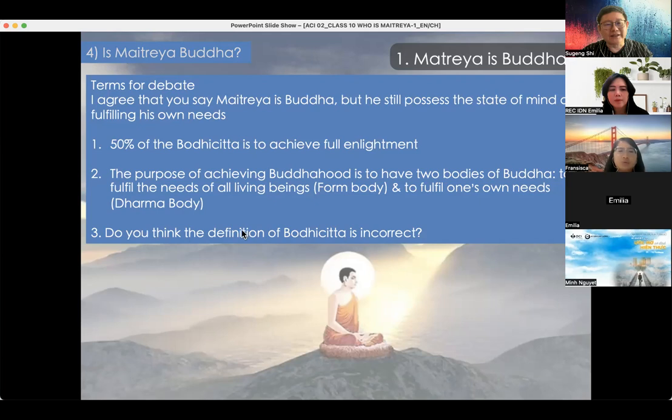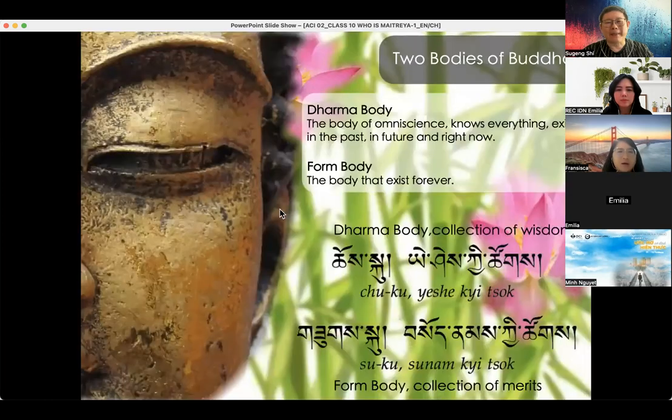So Gyaltsabje is challenging the Sakya masters. Do you think the definition of bodhicitta is incorrect? Because based on the definition of bodhicitta, there are two parts: achieve full enlightenment for self and help all beings for others. So here we have a segue, an explanation. The Dharma body is the body of omniscience, which knows everything, exists in the past, future, and now, and also the form body that exists forever, including the emanation body.